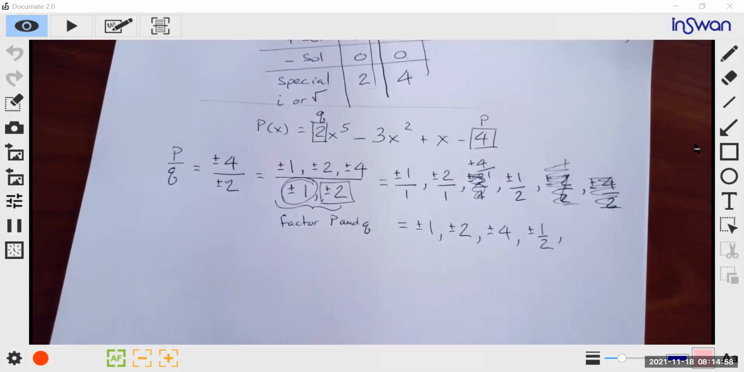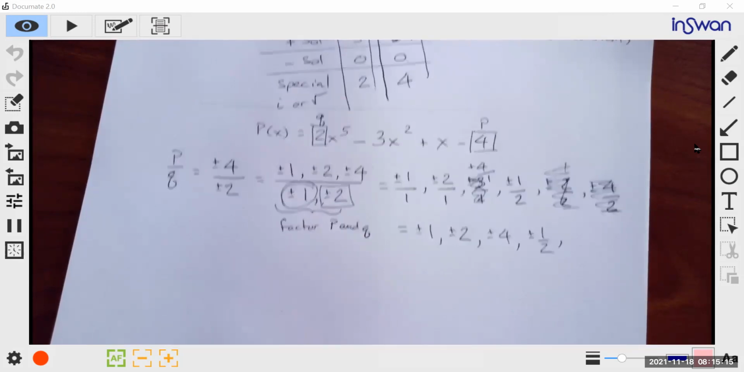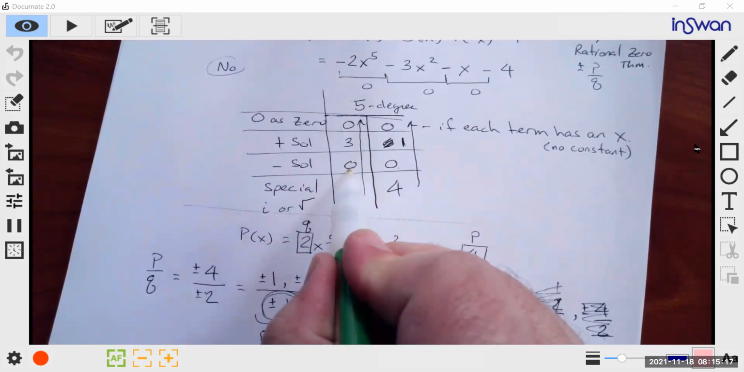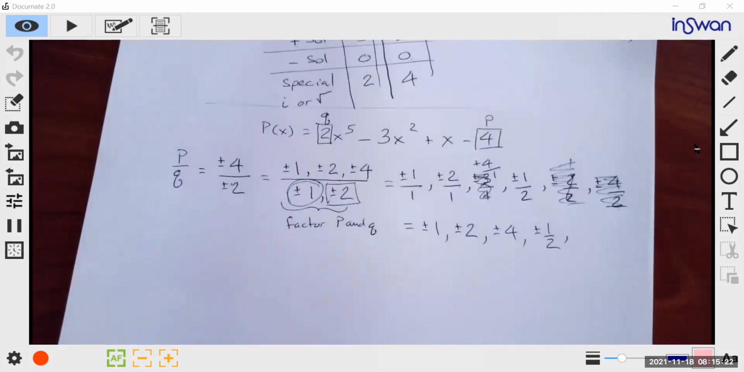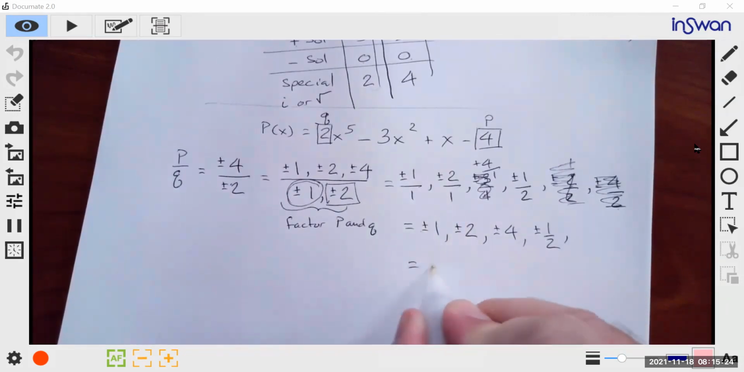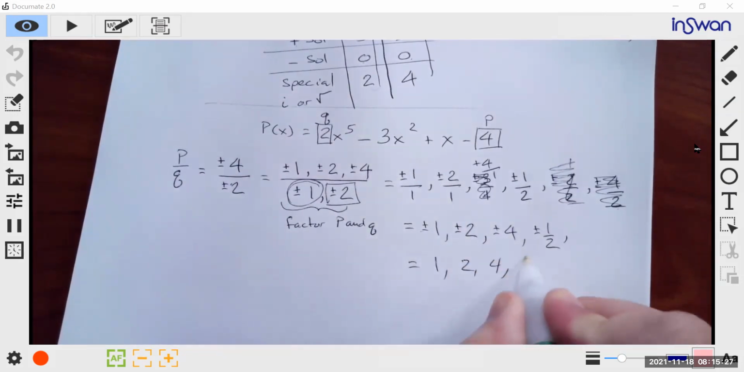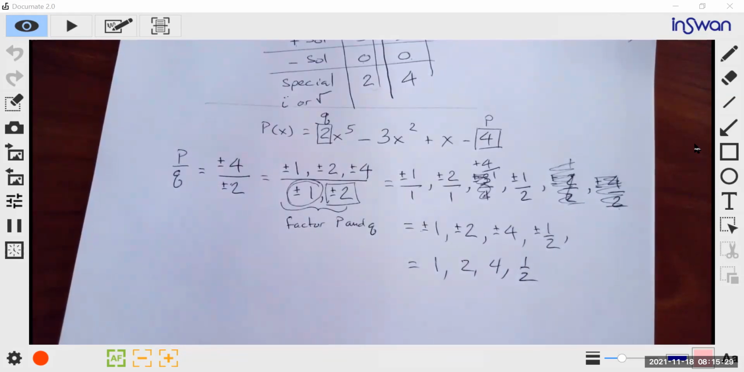Can we go any further and knock out some more we don't need? Remember the rule of signs. How many negatives do we have? Look at your sheet. How many negative answers do we have? 0. So we know there's no negative solutions, so we can get rid of all the negatives. So our possible answers are these. All the positive ones we would try.